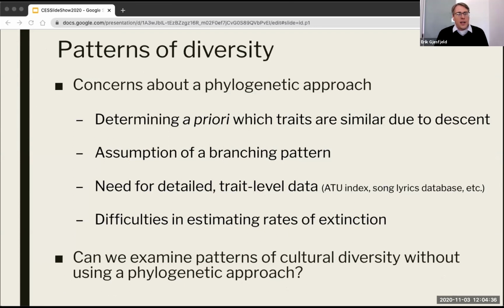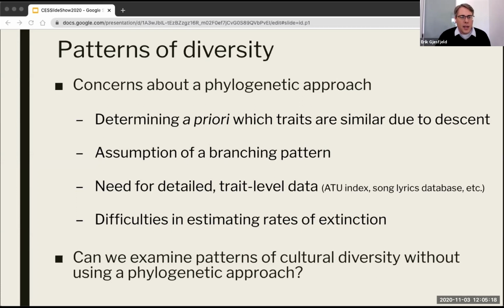And so, at least in my opinion, there remain some real concerns about constructing phylogenies when we're talking outside of languages or well-known cultural systems, such as folk tales or other systems that we've heard about in some of these webinars. And at least in my opinion, some of these concerns are due to an inability to determine a priori which traits are most similar due to descent, and therefore should be the baseline data for a phylogenetic analysis. In linguistic analysis, this is often the use of Swadesh words, or words that are assumed to be more stable through time and therefore provide the best data for tree building.